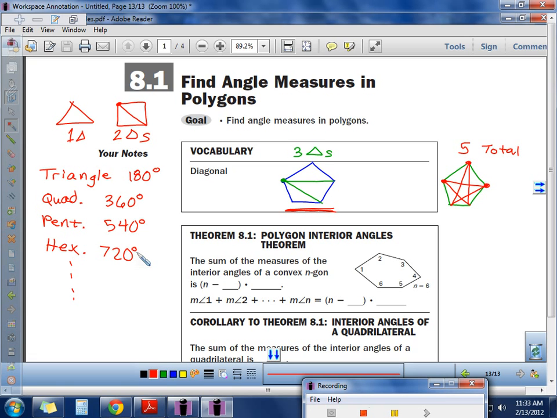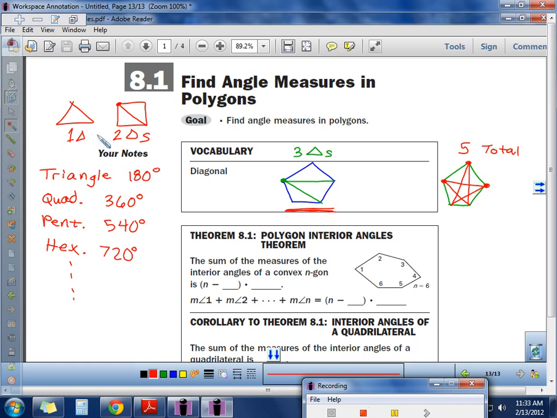Now there's a pattern here. What's going on in this pattern dealing with our triangles, quadrilaterals, pentagons, and hexagons? We're adding triangles, so we're adding on 180. So it's a formula, though. It's not, a triangle has three sides. We don't say 3 times 180 gives us the total. What times 180 gives us 180? But how many triangles times 180 will give us this final answer?